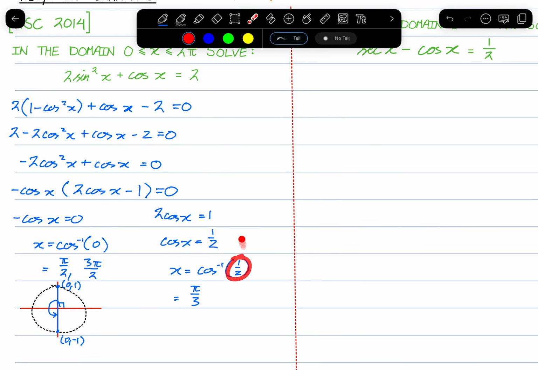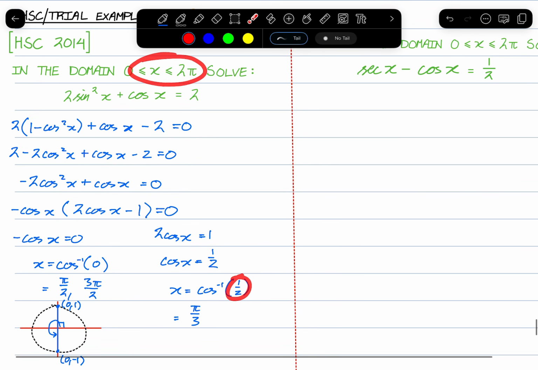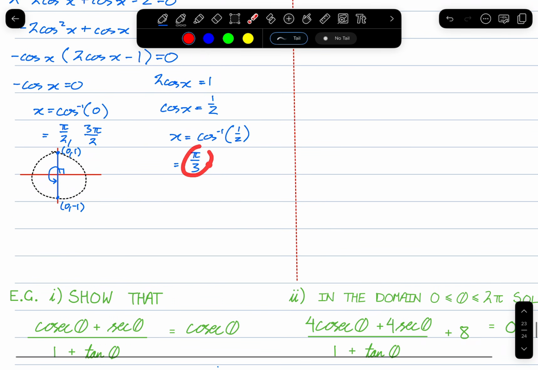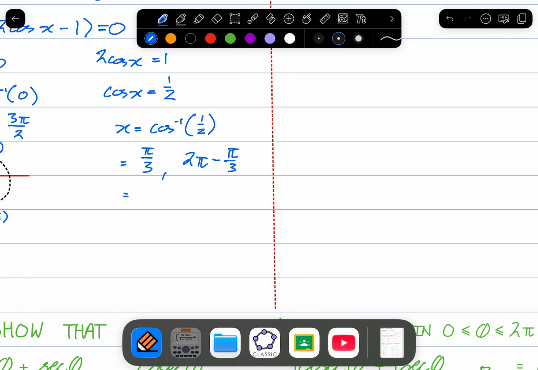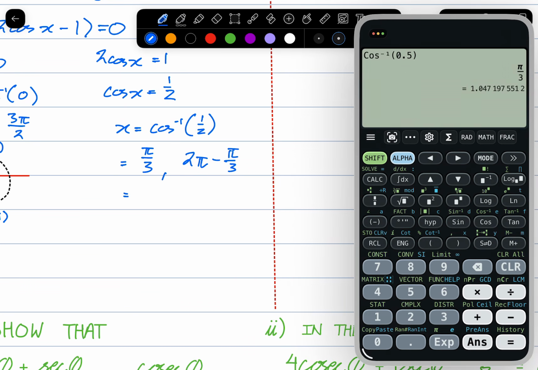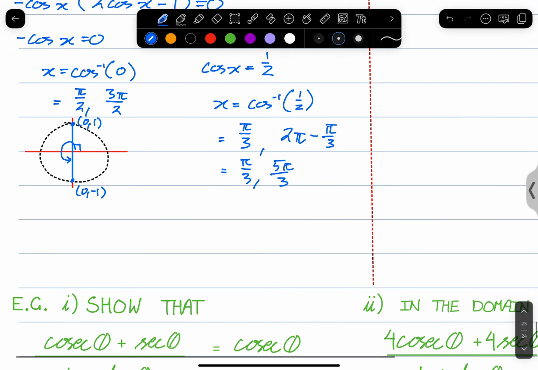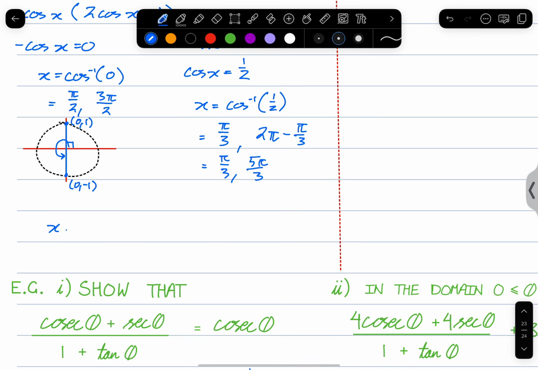And since it's positive and it's all the way up until 2 pi, we need this also in quadrant 4. Quadrant 4 is equivalent to 2 pi minus pi on 3. So we can type that straight in. We can get 2 minus 1/3, giving us 5 pi on 3. 5 pi on 3. And writing all of these in a line.